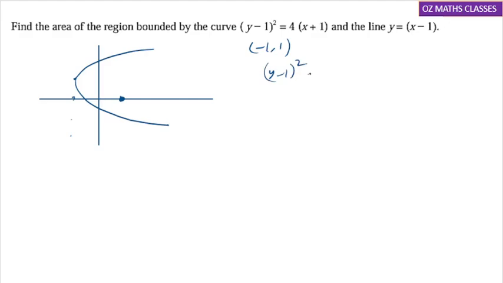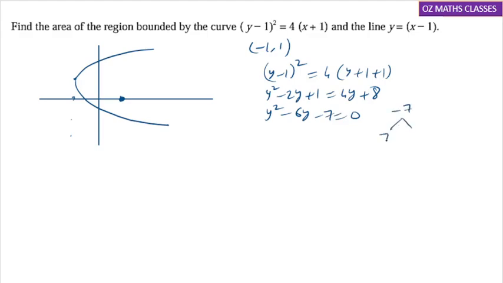(y minus 1) square equal to 4 into (y plus 1 plus 1). So y square minus 2y plus 1 equal to 4y plus 8. Take all the terms on the same side: y square minus 6y minus 7 equal to 0. Factors of minus 7: 7 into minus 1. So y equal to 7 or minus 1. When y equal to minus 1, x equal to 0.